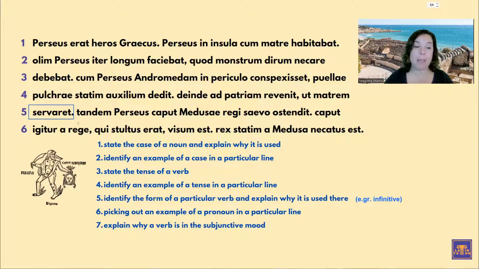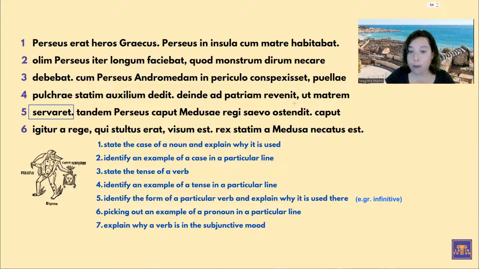Another example might be identify the form of servaret and explain why it is used here. All you have to say here is that it is subjunctive. I would say imperfect as well. So it's the imperfect subjunctive. You don't need to give any more information. What they're looking for is the subjunctive probably. And then why it is used here.